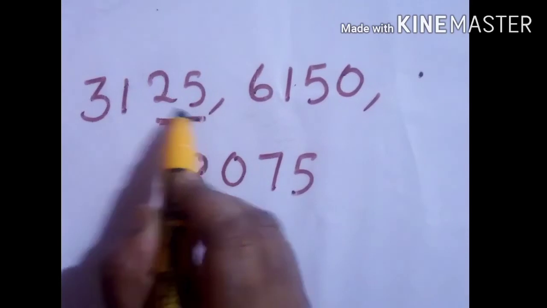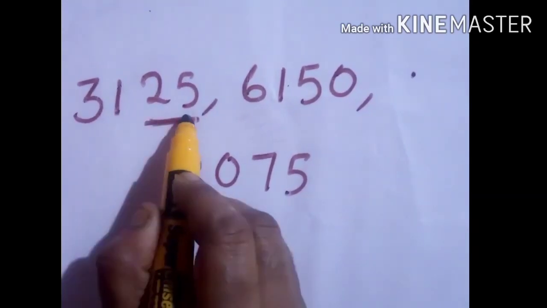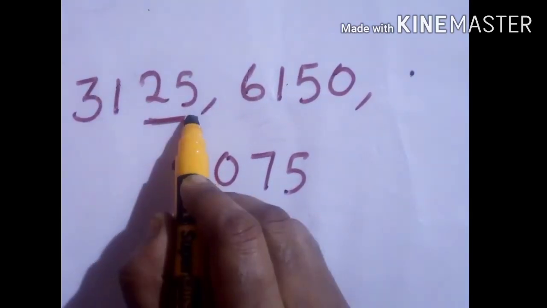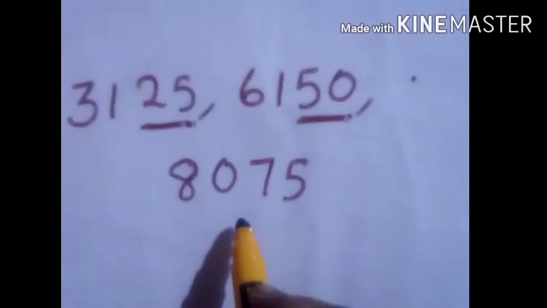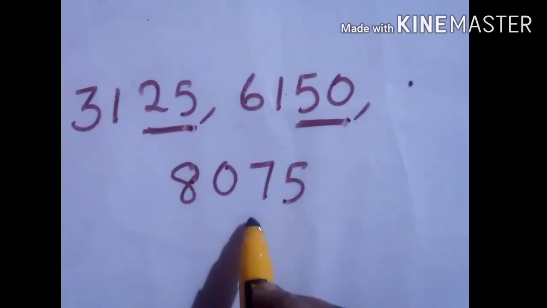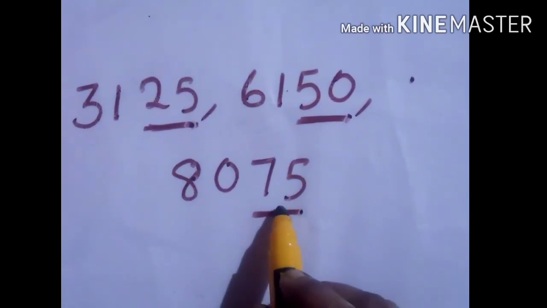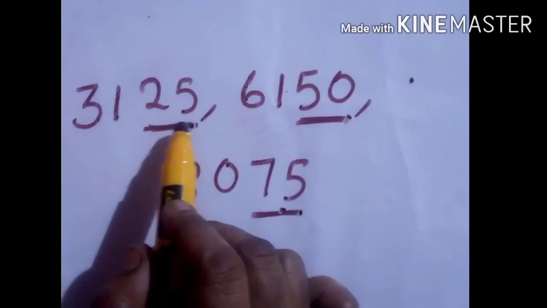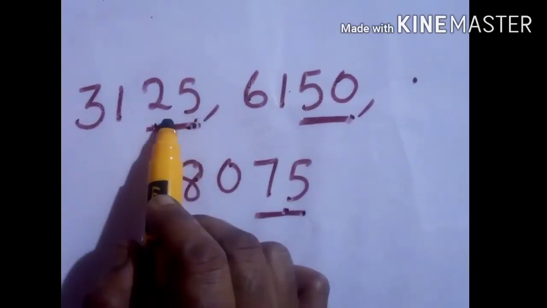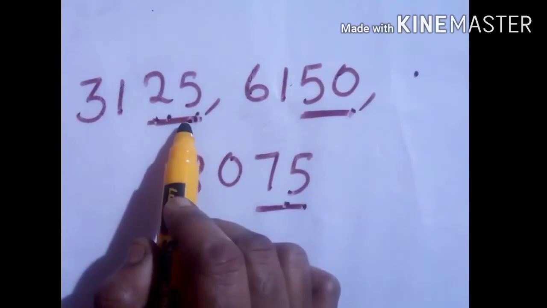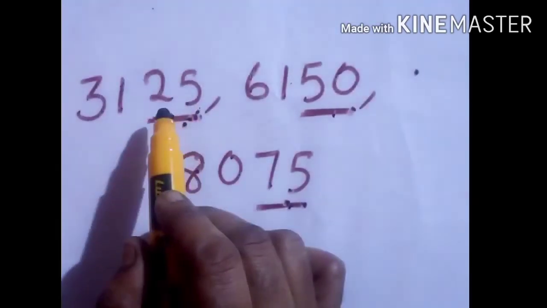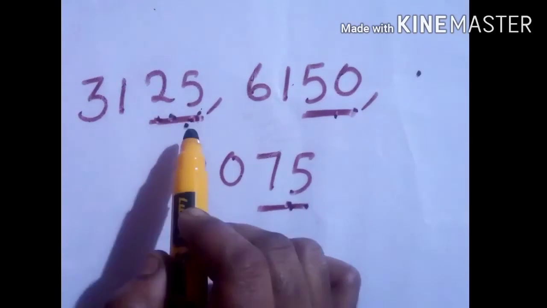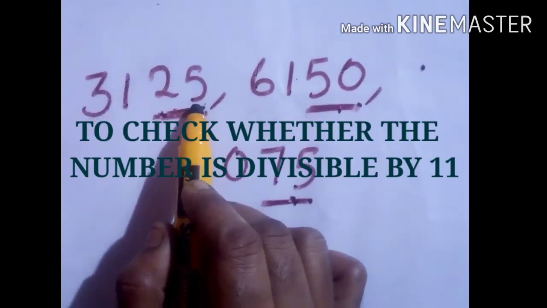In these three numbers, you can see in the first number, the ones and tens place has the number 25, which is divisible by 25. Next number, 6150: the ones place and tens place digits are 50, which is divisible by 25. And in the third number, the ones place and tens place digits are 75, which is divisible by 25. So if the number formed by the ones place and tens place digits is divisible by 25, then the whole number will be divisible by 25. So it should be 25, 50 or 75.